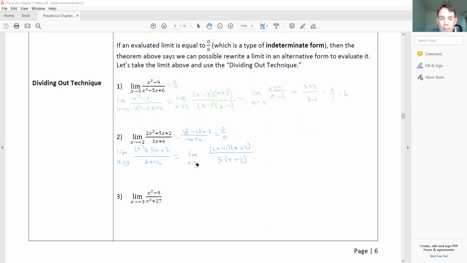And I looked up above to see the limit I had above. Let's fix that real quick. So the x plus 2's would cancel out. And we have 2x plus 1 all over 3. And if I plug my negative 2 in there, I get negative 3 over 3, which is negative 1.